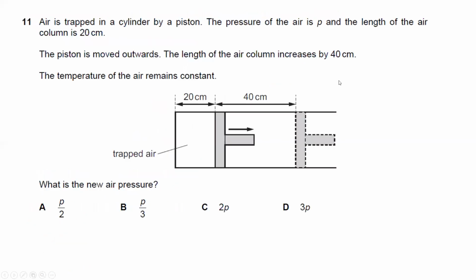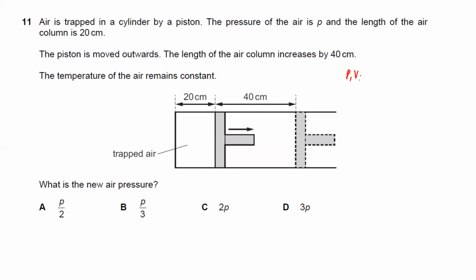Next question, question number 11. It says air is trapped in a cylinder by a piston. The pressure of the air is rho, and the length of the air column is 20 centimeter. The piston is moved outwards. The length of the air column increases by 40 centimeter. The temperature of the air remains constant. What is the new pressure?